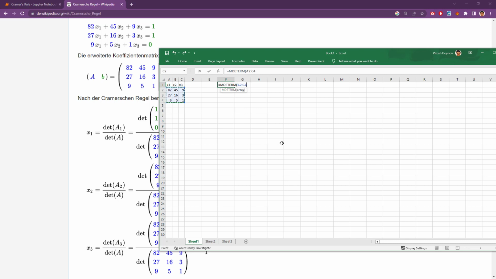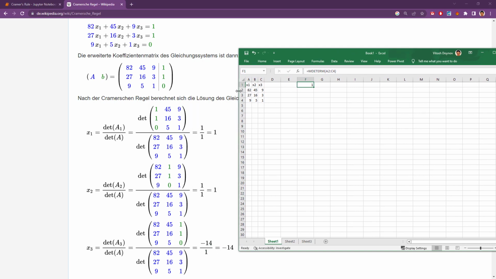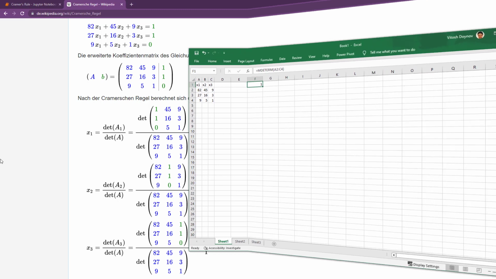use an Excel formula that just takes the 3 by 3 matrix. That would return us 1. Is it really 1? It is, yes. Determinant A is 1 everywhere. Like you can take a look, it's here, and it is here. How exactly did we calculate determinant A?